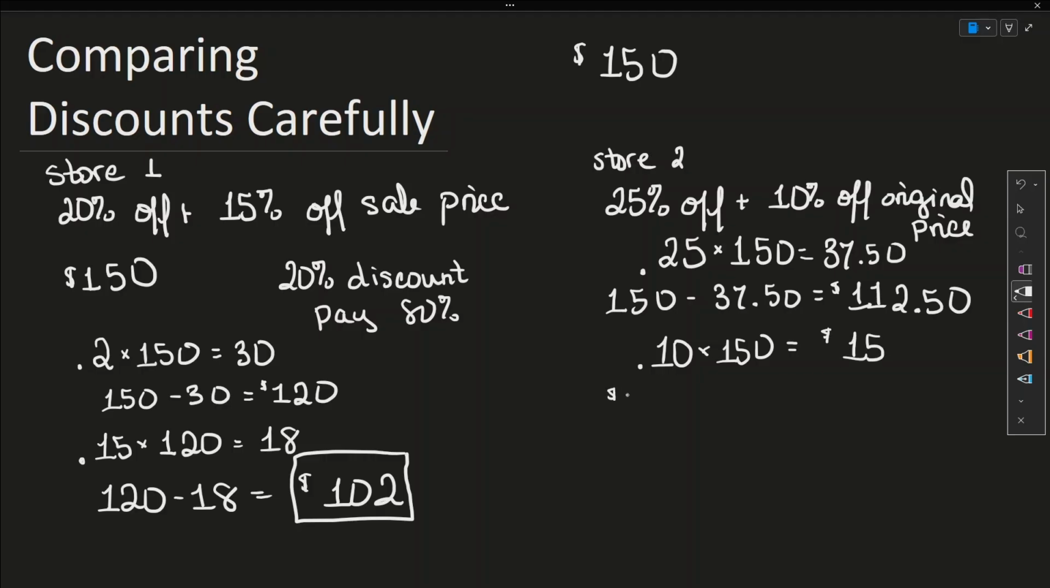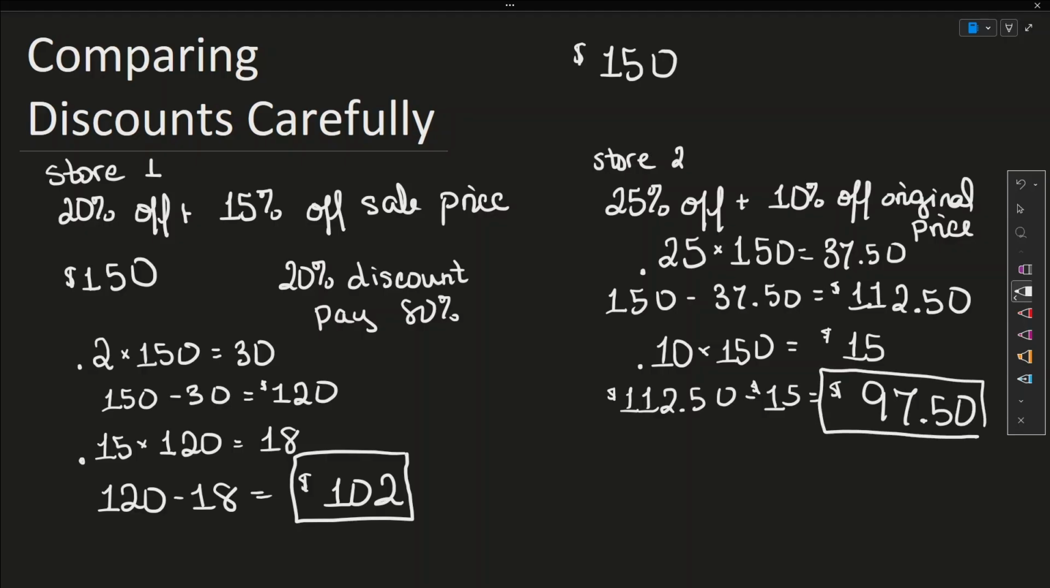So our current shoes are worth $112.50, and we have an additional $15 discount. This gives us a total of $97.50. So store 2's final price, $97.50.